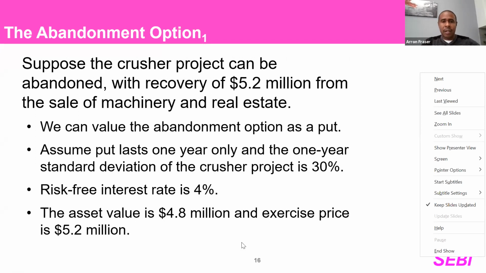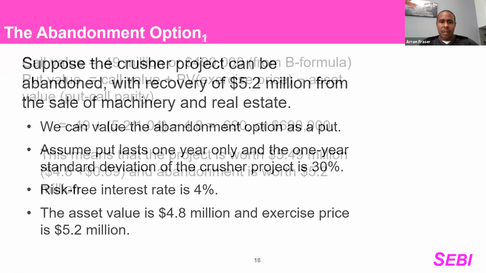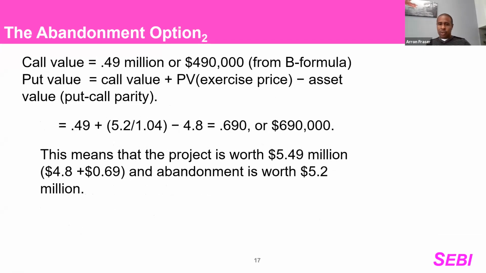So we've used the Black and Scholes formula to arrive at this 0.49 million, but I will not go through the formula. It's a little long-winded, and I don't intend to teach the valuation of options. How you calculate the Black-Scholes formula, you'll just take this as a given. So if we use that Black-Scholes formula, we'll end up at 490,000.